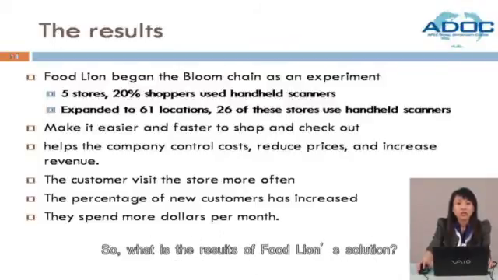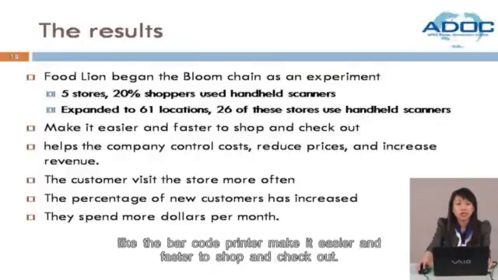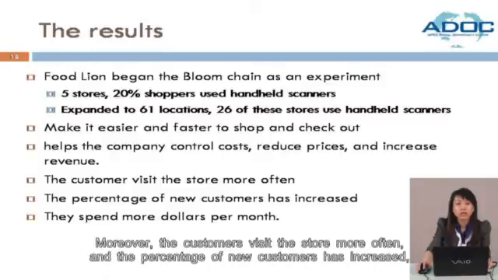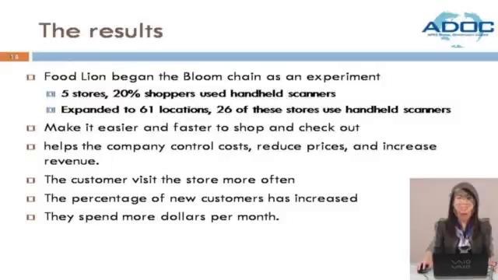So, what is the result of Food Lion's solution? First, shoppers indicate that the scanners and the associated technologies like the barcode printer make it easier and faster to shop and check out. Second, it also helps the company control costs, reduce prices, and increase revenue. Moreover, customers visit the store more often, the percentage of new customers has increased, and they spend more dollars per month.